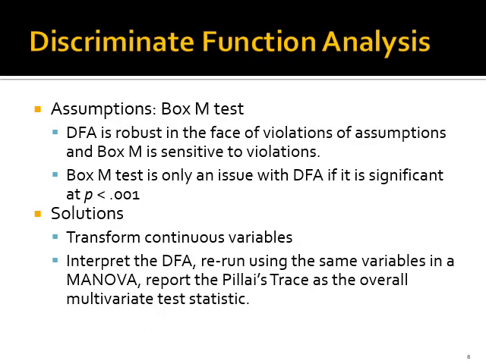So assumptions. Like I said, the DFA is robust in the face of violations of assumptions. We can look at the Box's M test, but it's fairly sensitive to violations. So generally speaking, the only thing we're really going to check with discriminant function analysis to make sure we've met the assumptions of the test is the Box's M test. And we're only going to have an issue with it if that is significant at a p-value of 0.001. So the Box's M test really has to indicate that there's a problem with the normality of our data across our actual predictions.